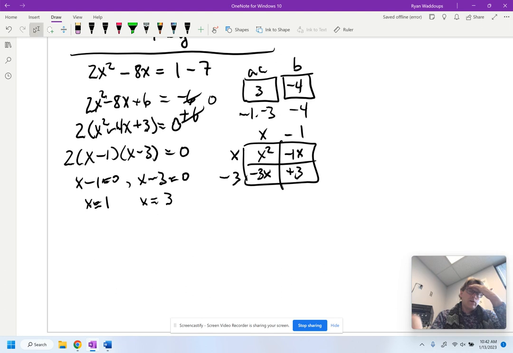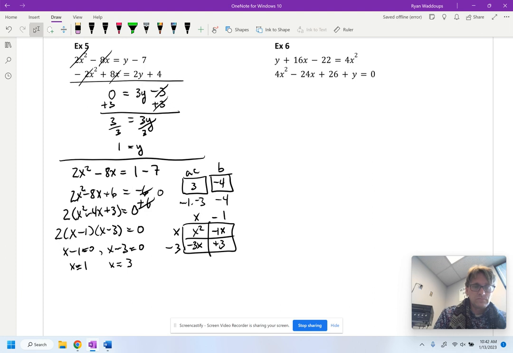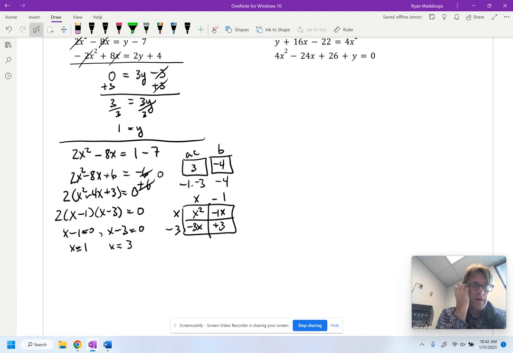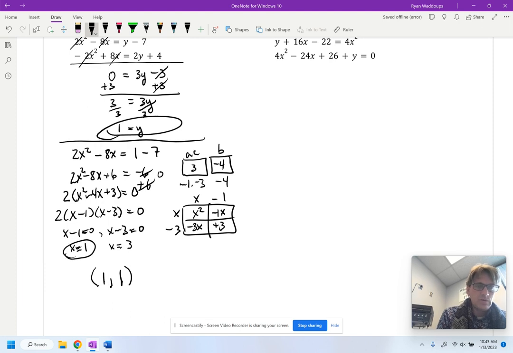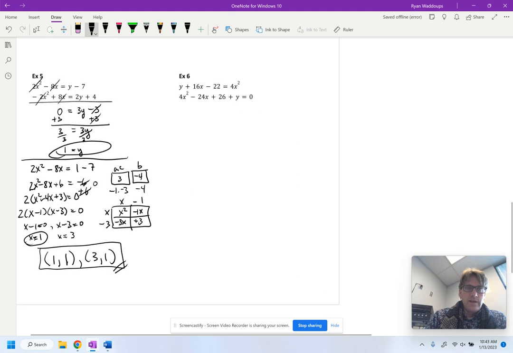Then I go to one of the equations. No, I don't need to go back to one of the equations because they both have the same y coordinate, which means that the solutions are 1, 1, pairing this x equals 1 with that y equals 1, and also 3, 1. All right. Finally, here we got example 6.